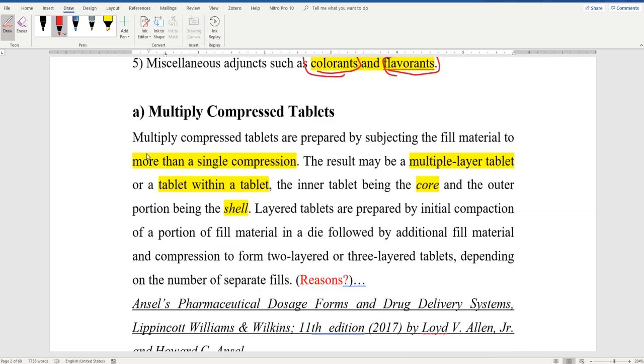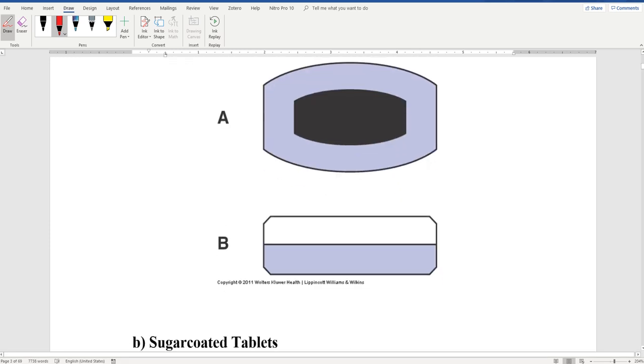Okay, now we will talk about the first type of tablets, which we call multiply compressed tablets. Why do we say multiply? It means more than one compression, so we say multiply. Now there are two kinds of multiply compressed tablets. One is the multiple layer tablet. The other one is tablet within tablet. Let's look at both.